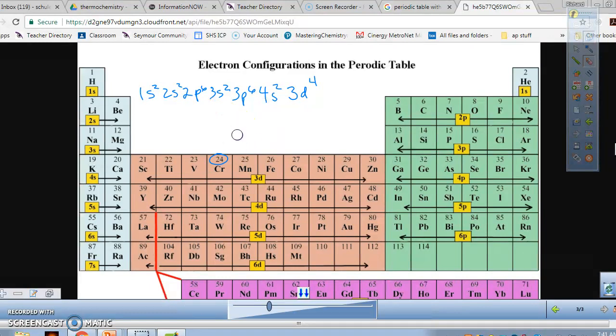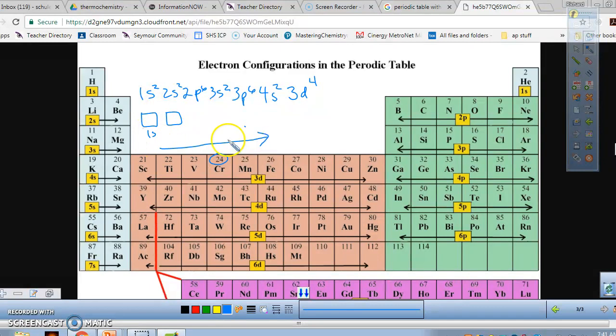Now, we can draw the little boxes for this. You can do boxes, you can do lines, you can do circles, you can do whatever you like. I'm going to do boxes, and we're going to assume energy is increasing as we move this way. Any orbital that's a different energy, we're going to write separately from one another. Any orbital that's the same energy, there's a fancy scientific name for that, degenerate, we're going to write together.